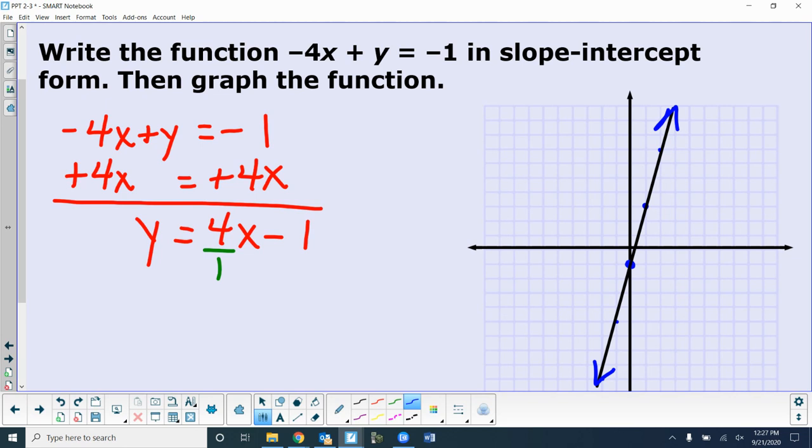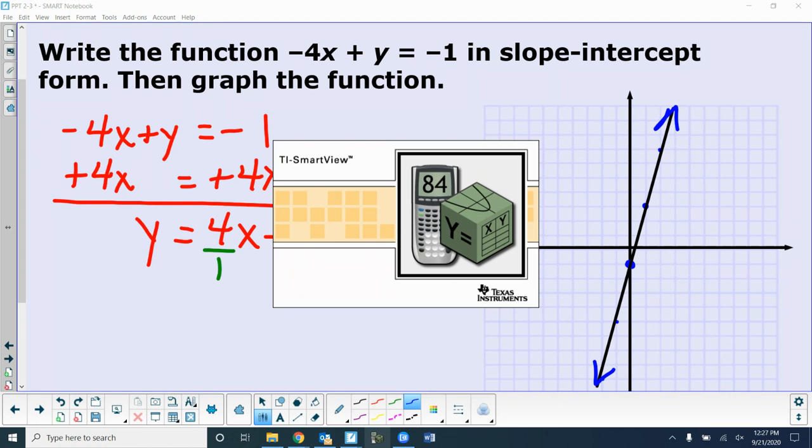Nope. Get y by itself, you should be able to graph. Don't need to do anything else, right? Once you get that done. What is that? 4x minus 1? Just about. Let me show you something now.